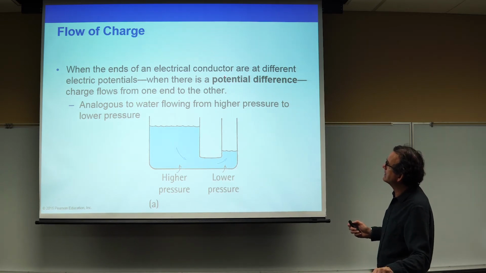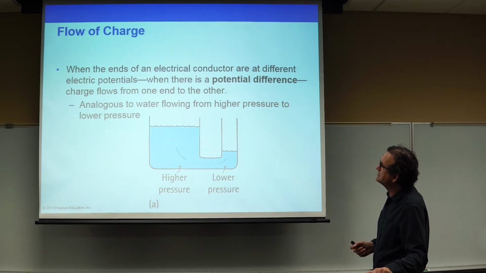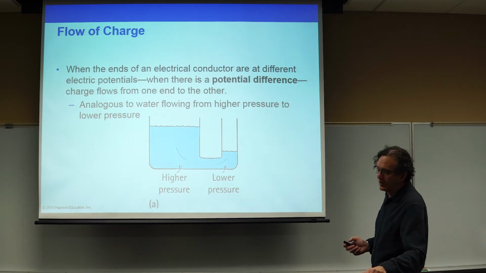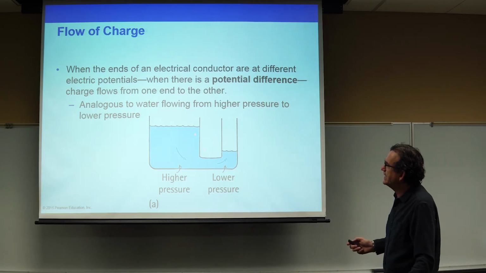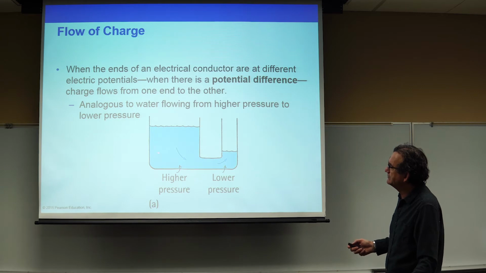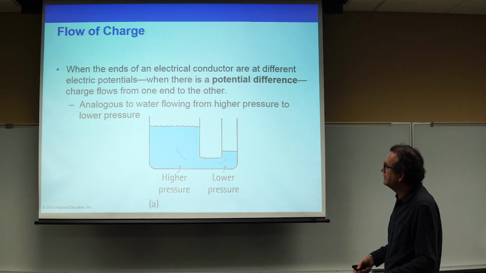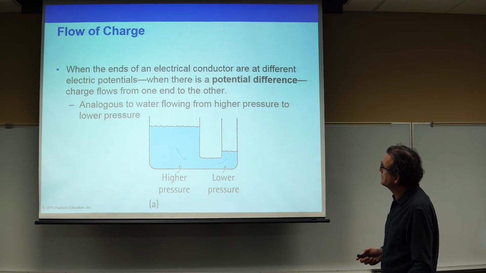When the ends of the conductor, which we can think of as a long wire, for example, are at different electric potentials, then we have a potential difference and the charge flows from one end to the other. The analogous idea with water is that water will flow from high pressure to low pressure. Here, the higher elevation of water in the tank on the left will tend to push the water through the bottom of the tank until the two levels equalize. At that point the current has dropped to zero, because there's no more flow of water once the levels on both sides have equalized. So that's the basic idea.